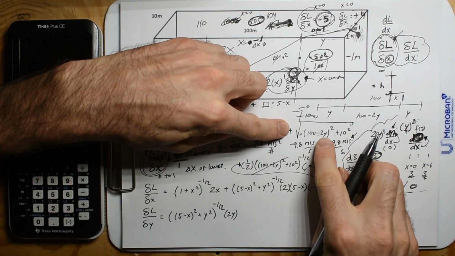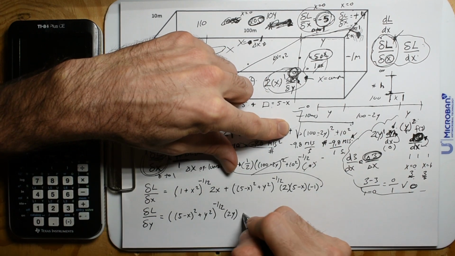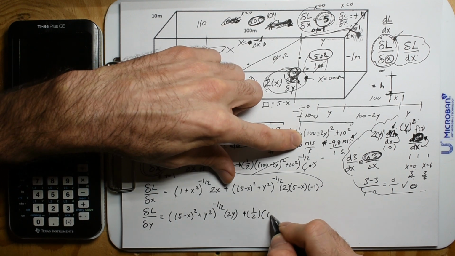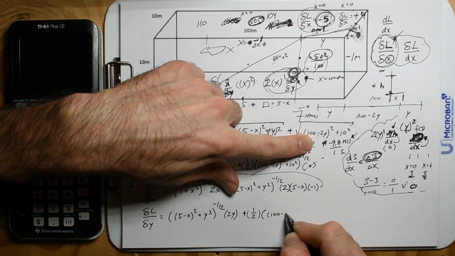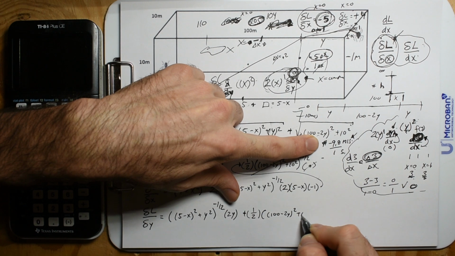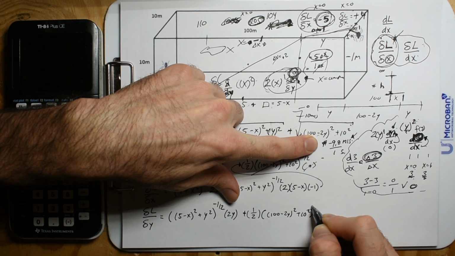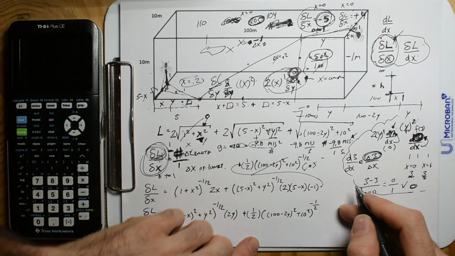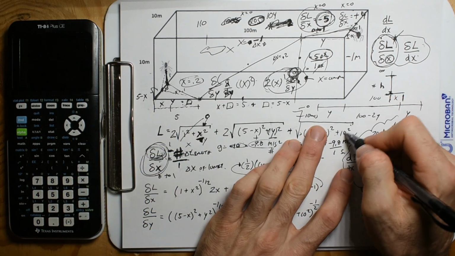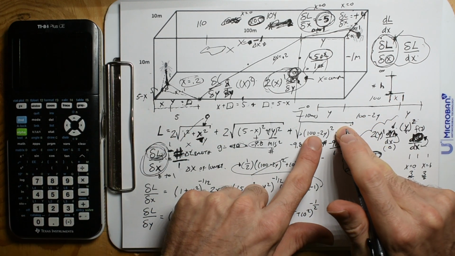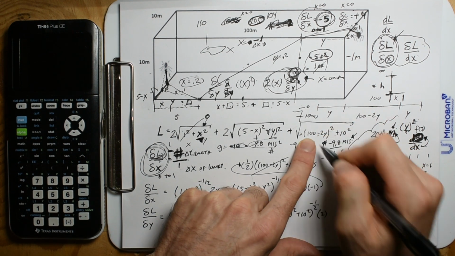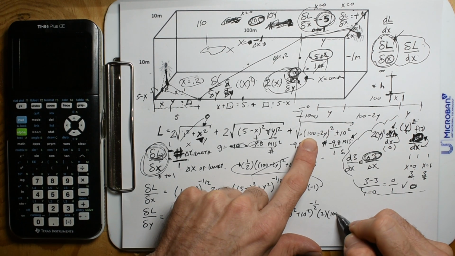Let's go to this one. It has a y in it, so that's good. Bring down the power. We're going to have 1/2. Rewrite everything inside, plus 10 squared, and then drop the power by 1. So this is going to be negative 1/2. Take the derivative of the inside. This is a constant, so that's going to be 0. We've got to take the derivative of that, and use the power rule again. 2 comes down. Again, write everything on the inside, and then drop the power by 1.